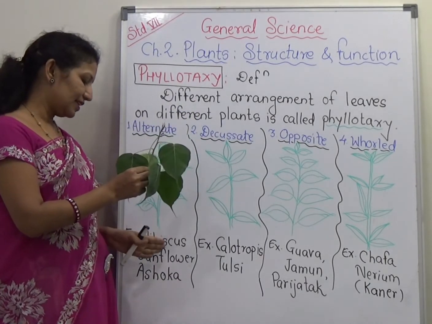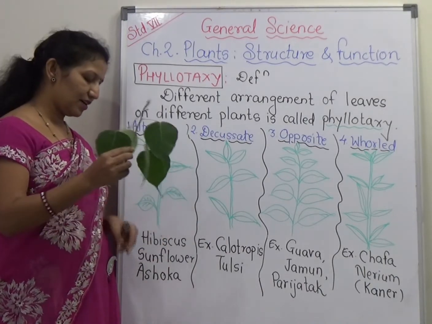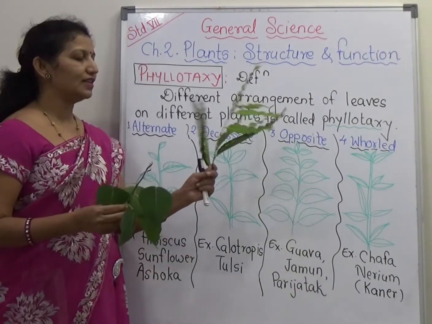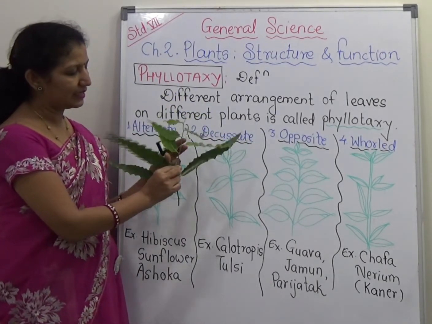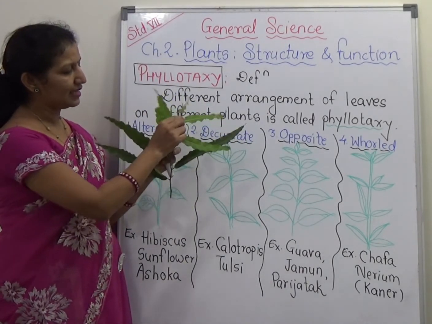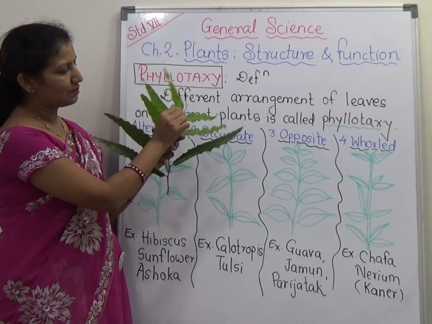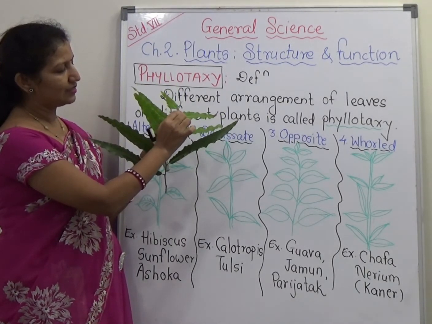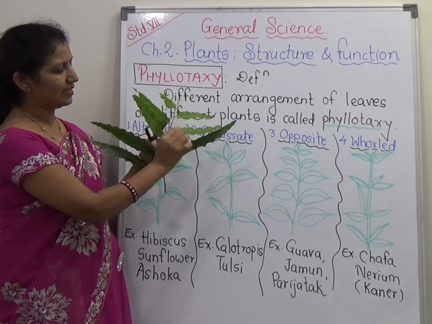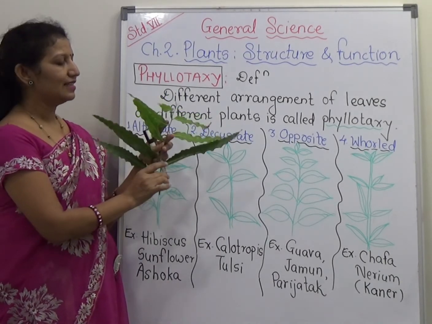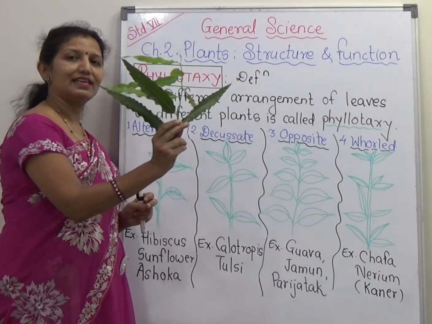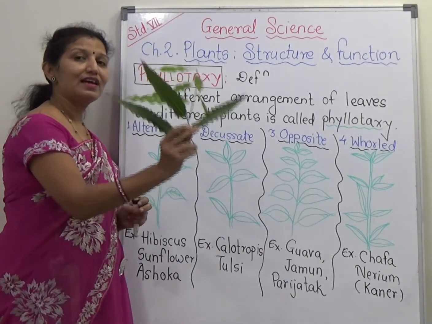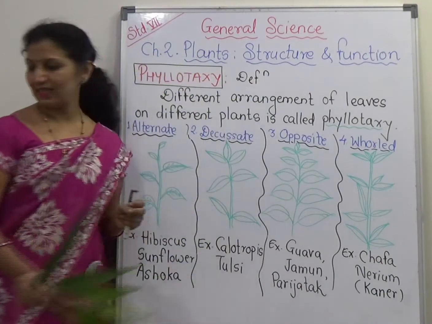So these are the examples: hibiscus, sunflower, ashoka. This is ashoka leaf, and in ashoka leaves also there is alternate phyllotaxy. See, these plants, they are to the right, to the left, right, left, like this. They are arranged alternately. That's why this phyllotaxy is called alternate phyllotaxy.